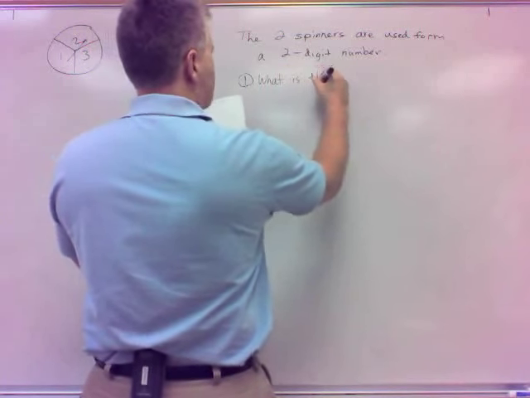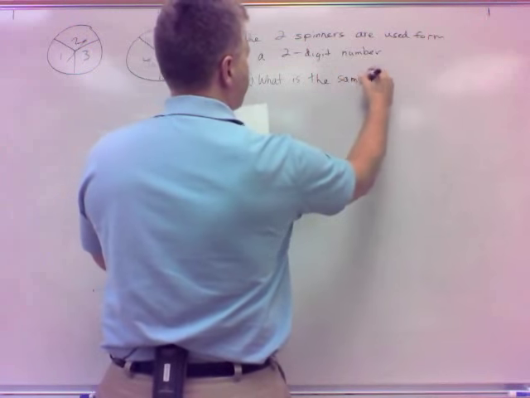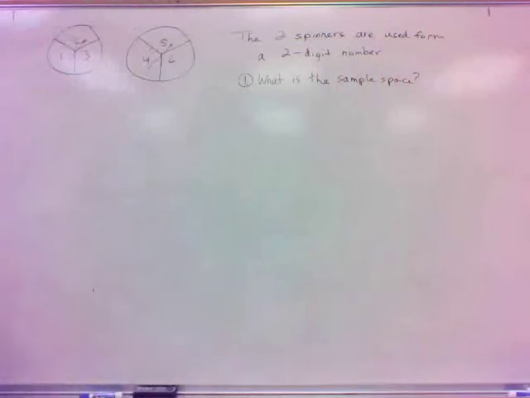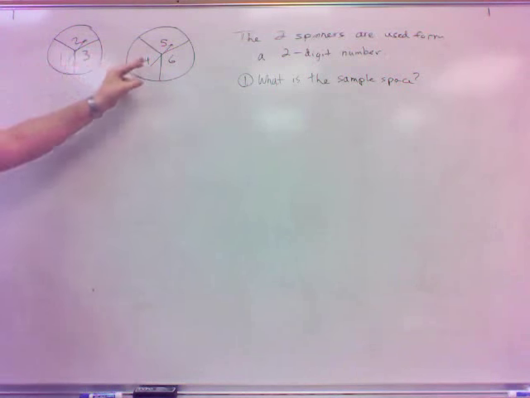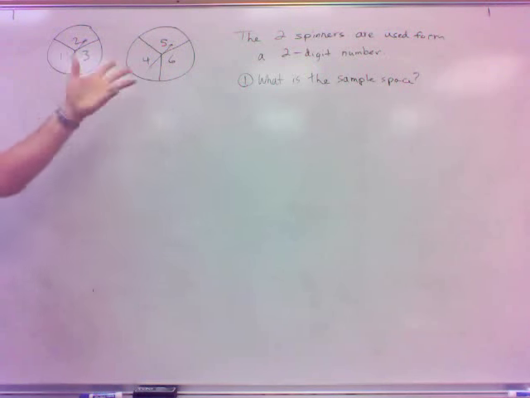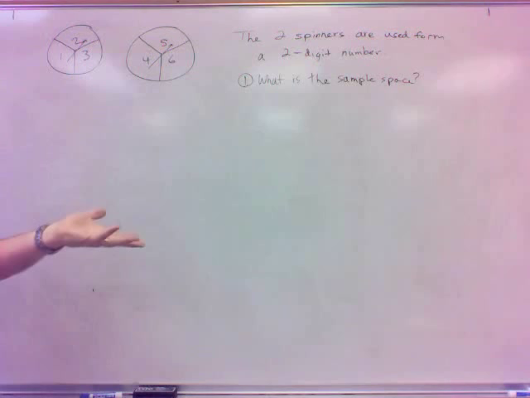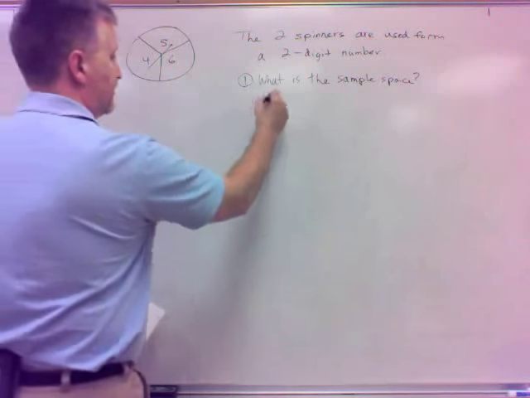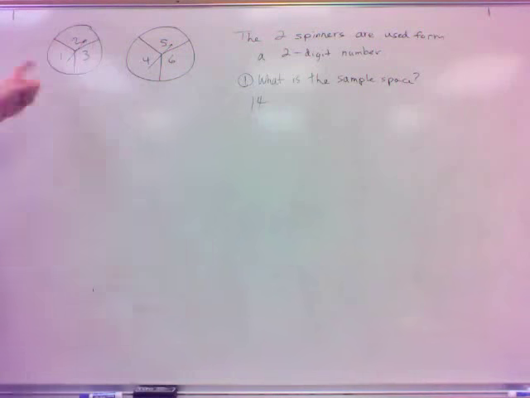What is the sample space here? Well, what do we mean by sample space? Sample space just means list all possible outcomes. What are the possible outcomes here? Well, I could spin and get 1, and then over here I could get 4, 5, or 6. So what would be the smallest number I could get? 14. Okay, 14 would be one possible outcome, right? Because I'd get a 1 here and a 4 here.